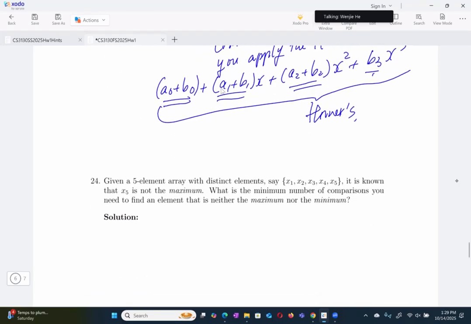Number 24. The answer is 2. Okay, 2 multiplications. 2 comparisons, not multiplication. Sorry. 2 comparisons.